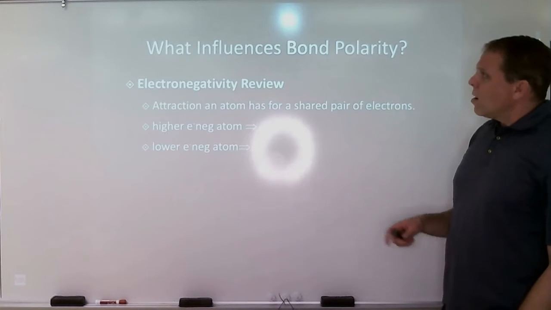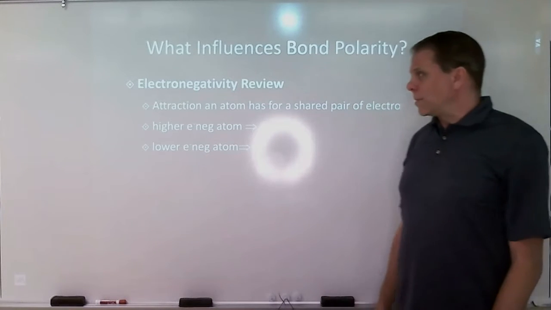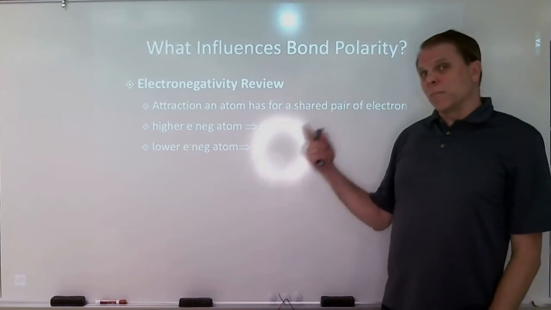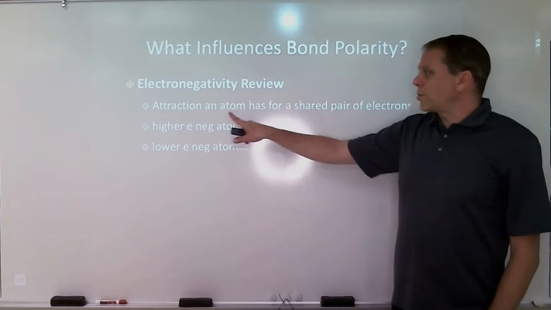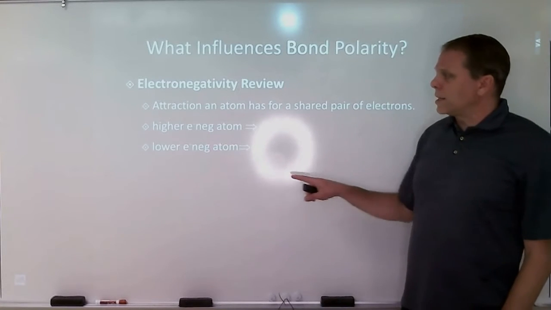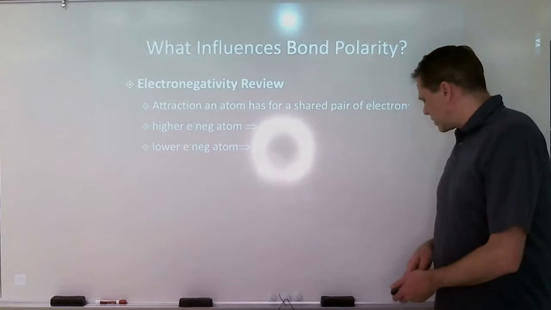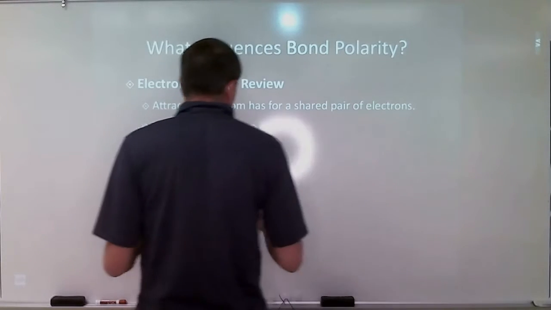All right, so what is going to influence bond polarity? We learned about electronegativity last chapter, and it's important that we still remember what that is, because that is going to be one of the biggest factors that we deal with here, okay? Electronegativity, remember, is that attraction that atoms have for shared pairs of electrons. The higher electronegativity atom, okay, it's going to have this little symbol here. It's kind of hard for you to see that. So let me put that up on the board so you can see that a little easier.